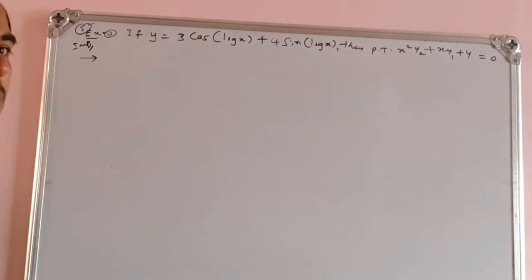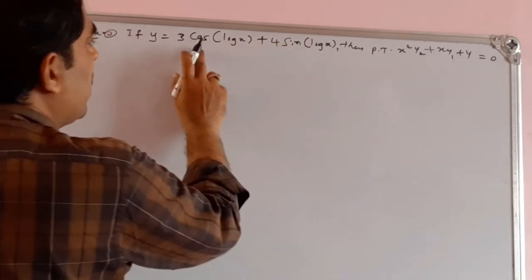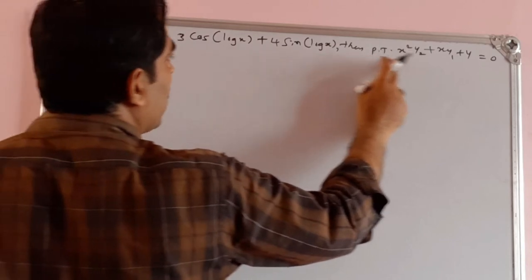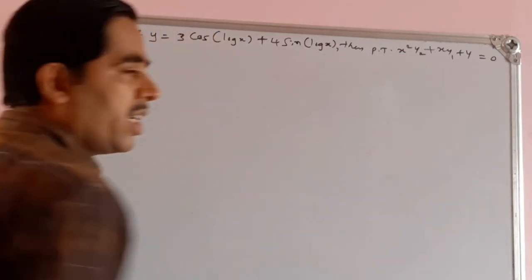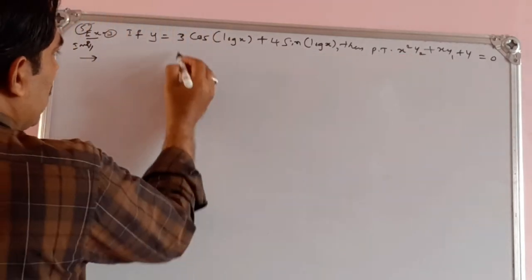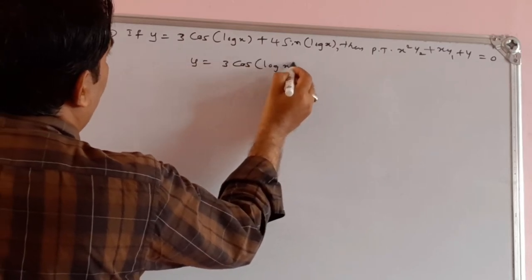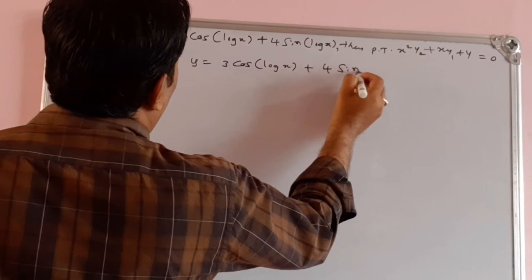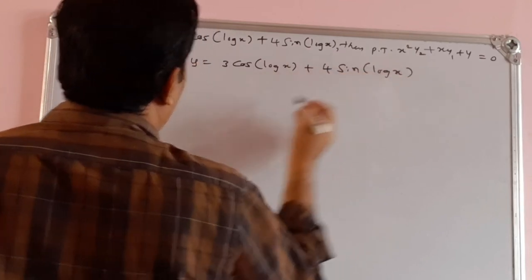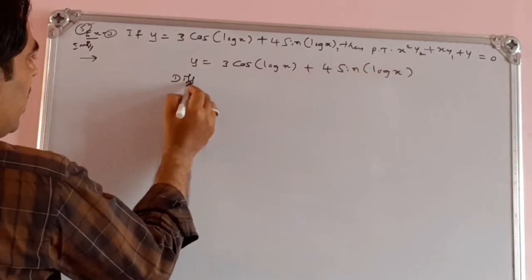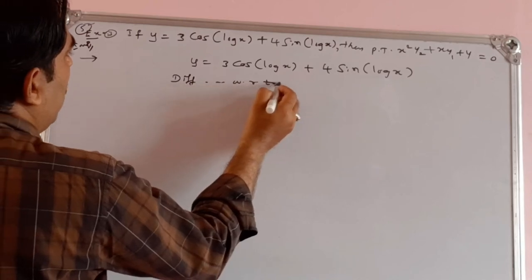If y is equal to 3 cos log x plus 4 sin of log x, then prove that x square y2 plus xy1 plus y is equal to 0. So let us consider this given function: y equals 3 cos of log x plus 4 sin of log x. Observe carefully. Differentiate with respect to x.